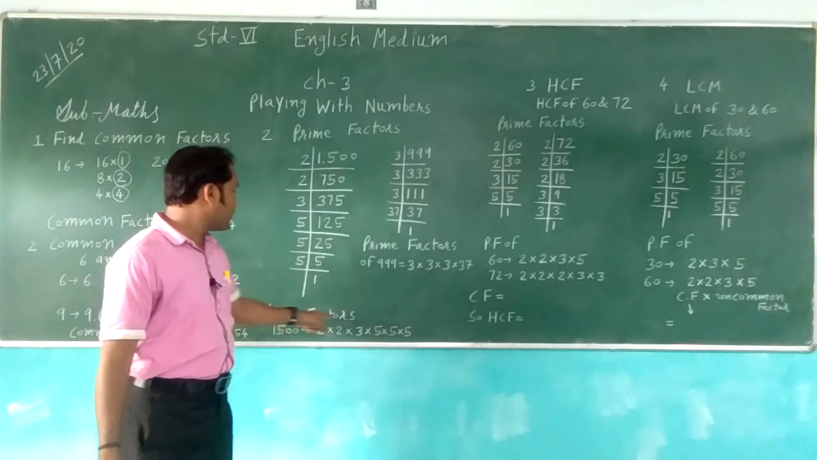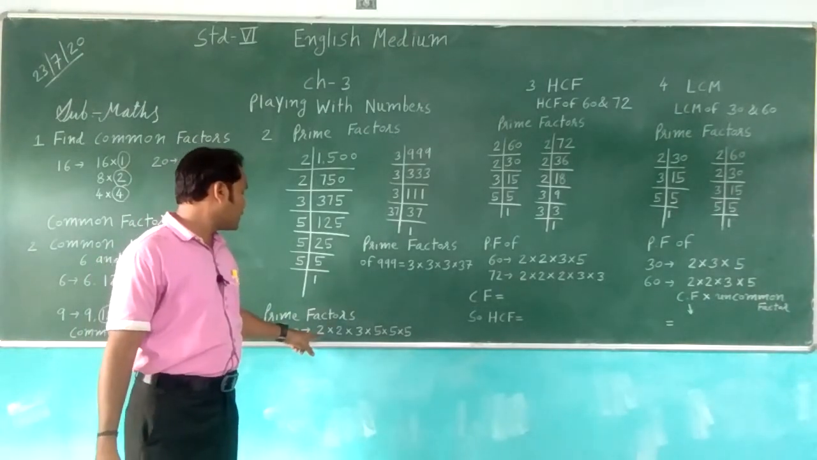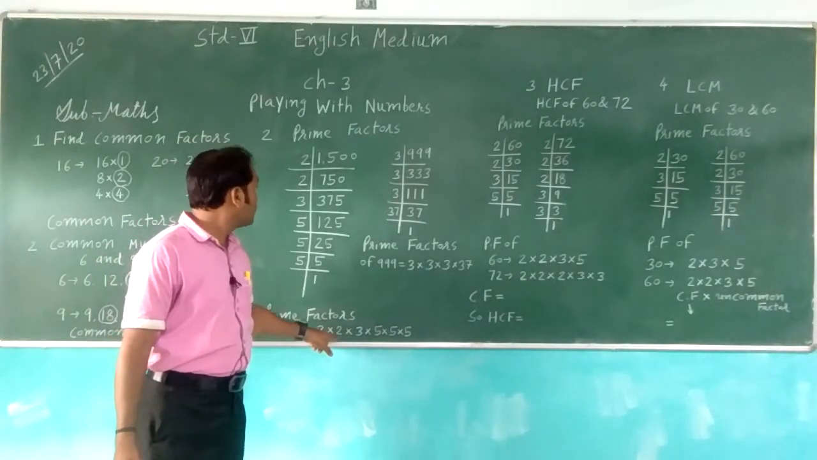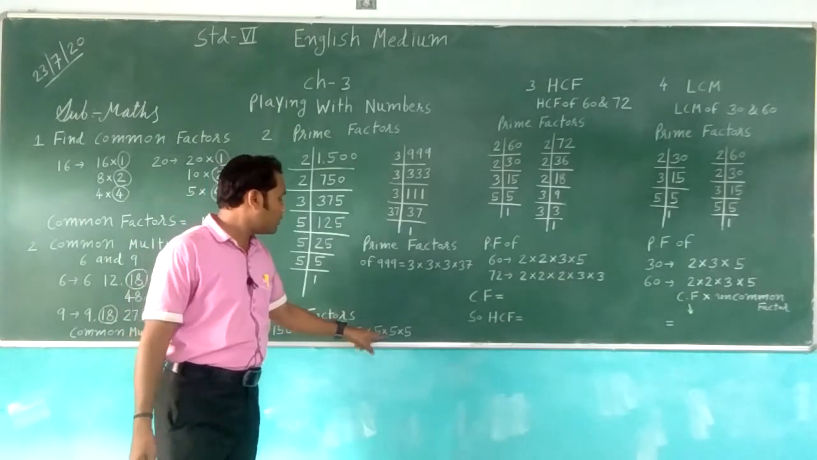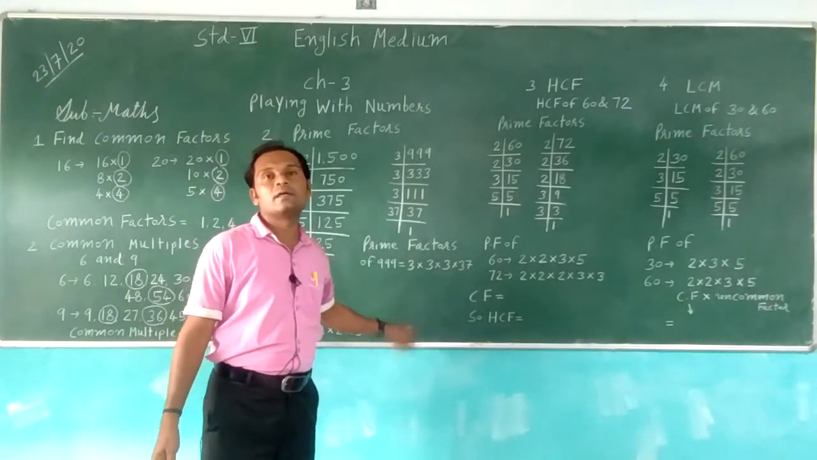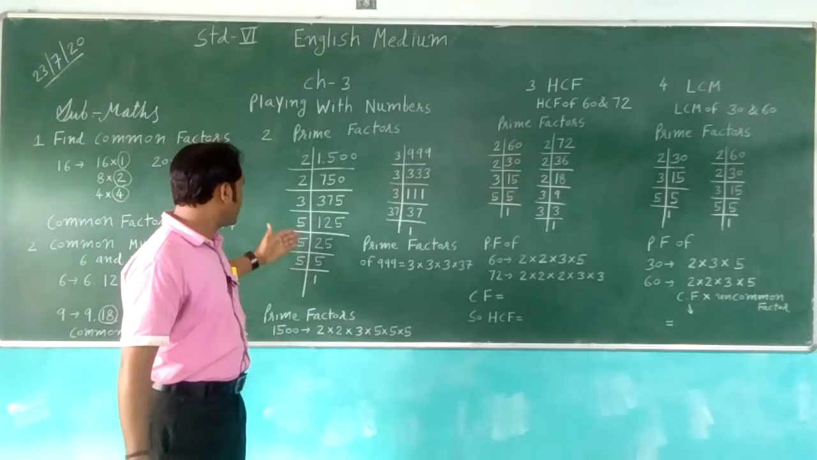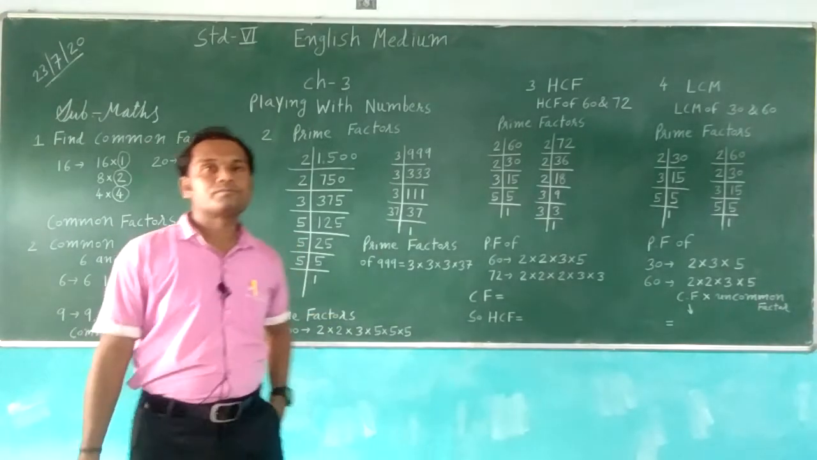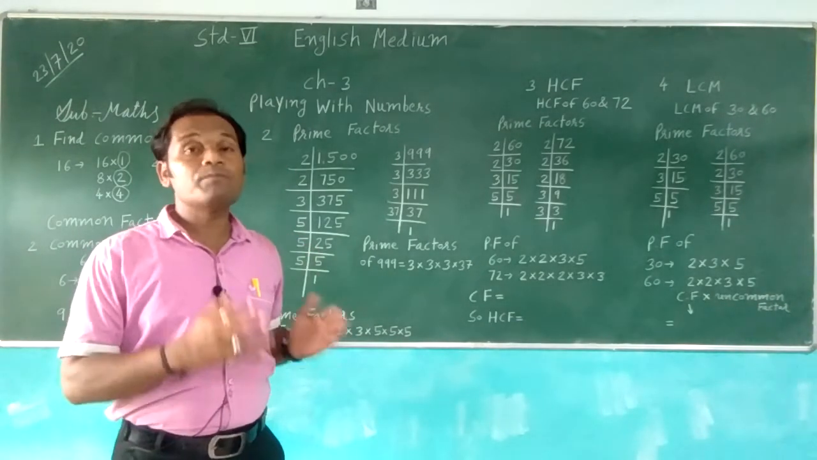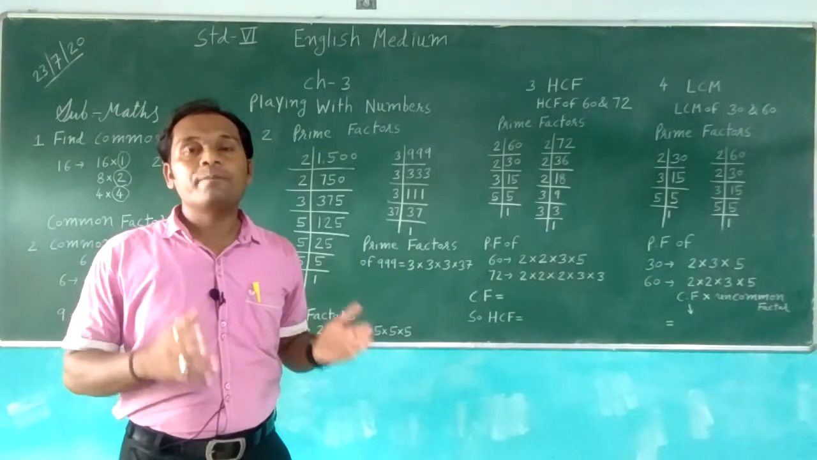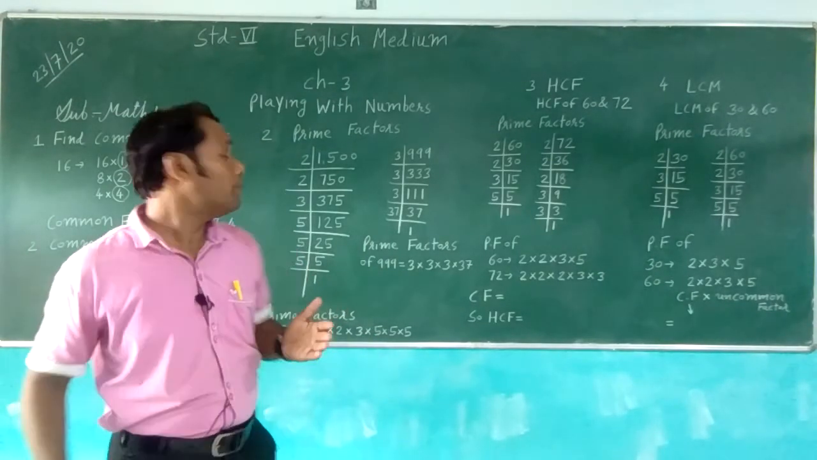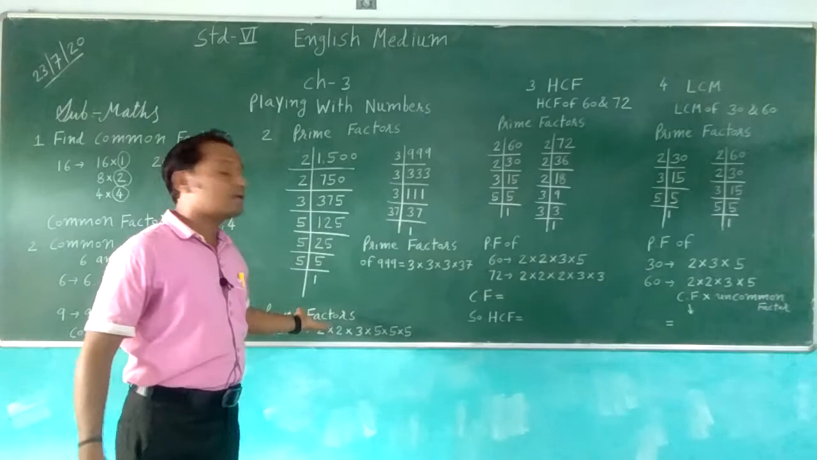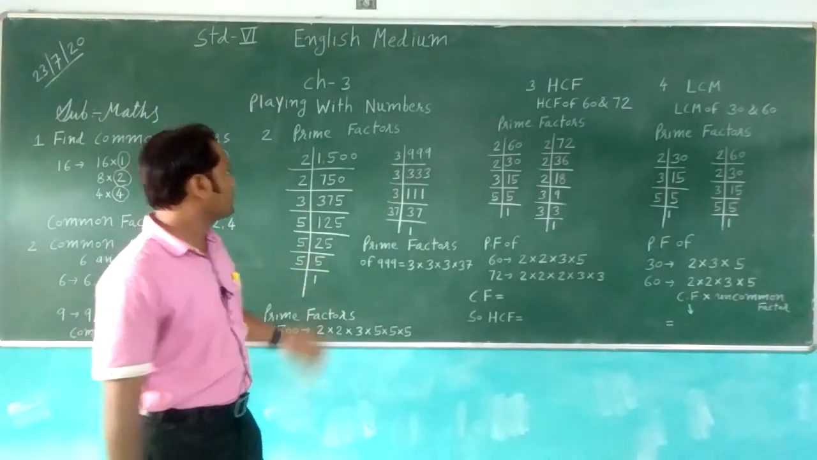Here, prime factors of 1500 are 2 multiply 2 multiply 3 multiply 5 multiply 5 multiply 5. So these all are prime factors written here. This is the method to get prime factors of a given number. This 1500 factor we got here very easily.